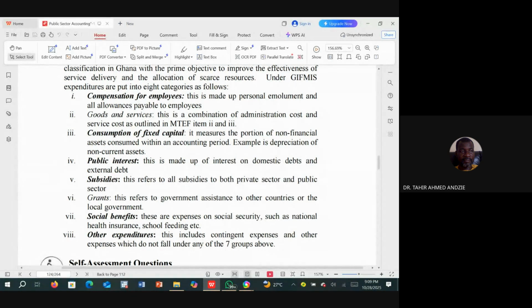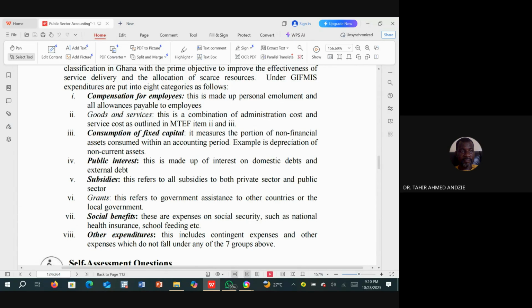So the consumption of fixed asset is not the fixed asset itself. It's not the acquisition of the fixed asset. It is the use of the fixed asset. So the expenditure, the amount of that fixed asset that has been consumed for the period. So example of it is depreciation of non-current asset. So the consumption of fixed asset is more or less depreciation charge for the period, right? Because it measures the portion of the non-current asset consumed within an accounting period. So it's more or less a depreciation charge for the period, and it's a depreciation of non-current asset.